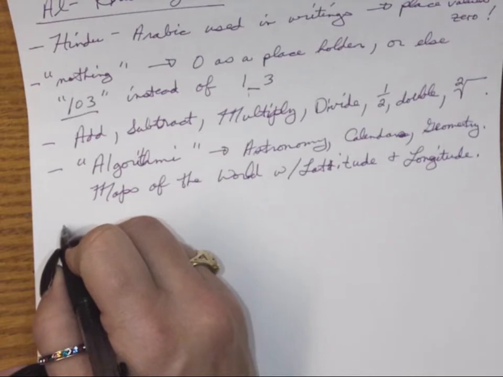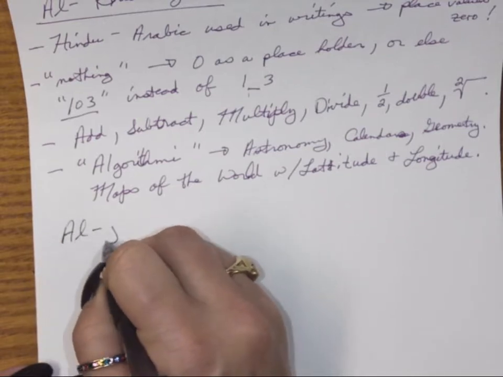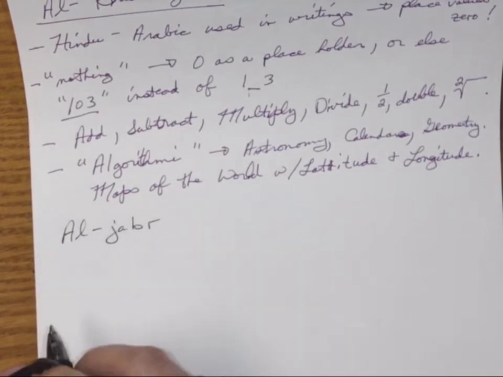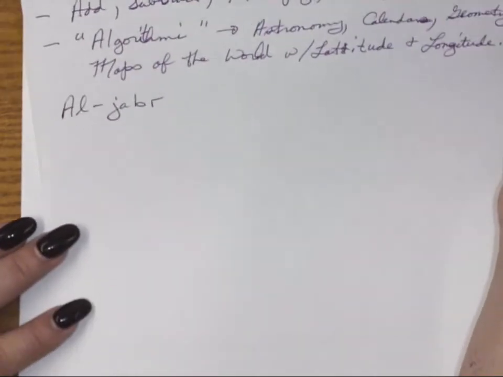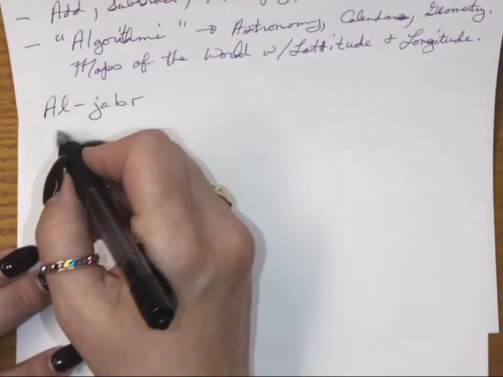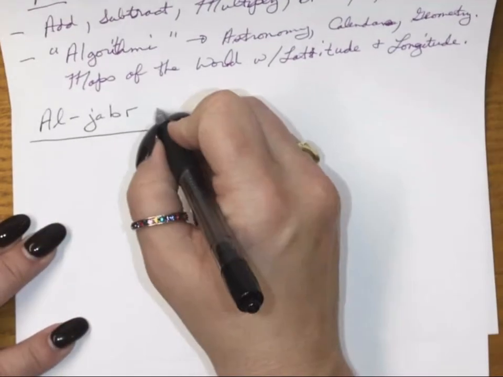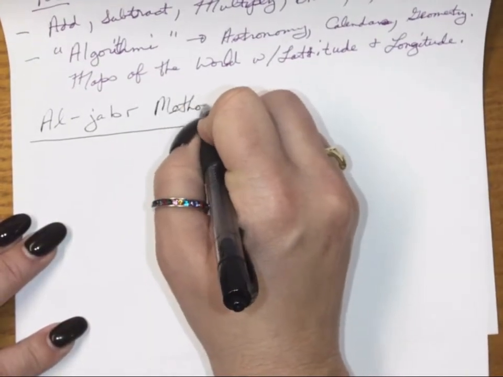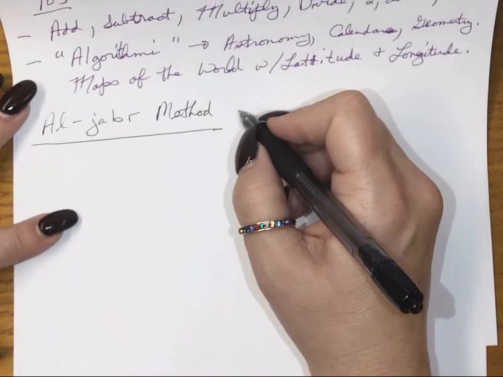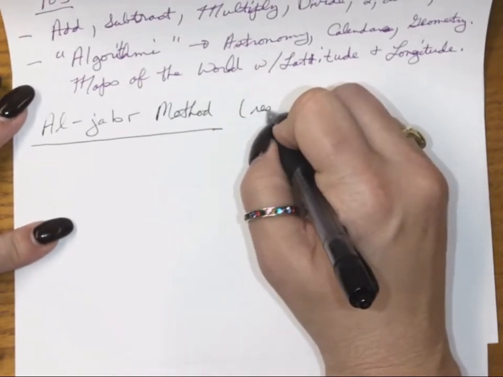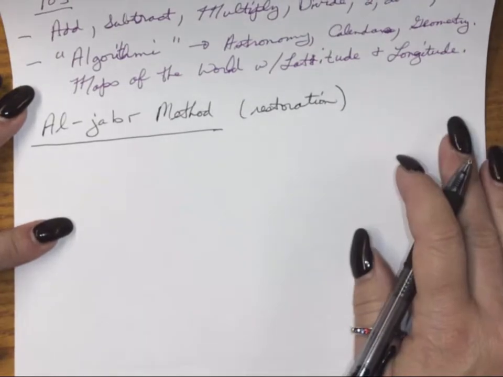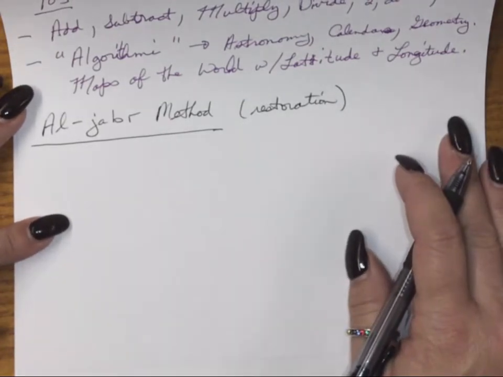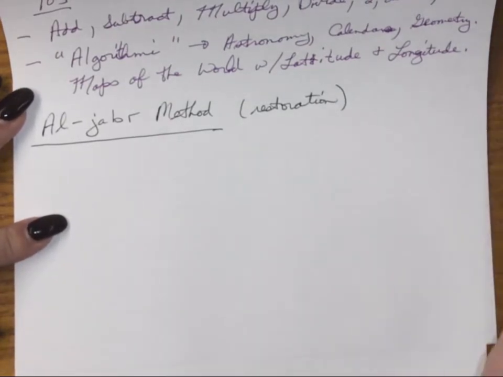One is the method called Al-Jabr, J-A-B-R, Al-Jabr. So there was that method. And often he would call it the method of restoration. So we've got an Arabic name for it, and then we call it the method of restoration.